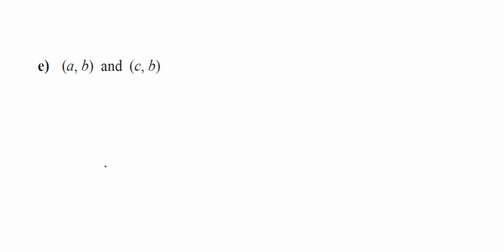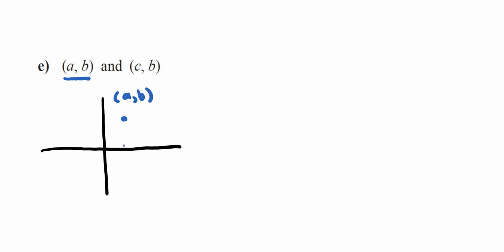And now let's move on to letter E. Now for letter E, we're not really given numerical values, so we can just kind of approximate a comma b. Maybe I'll put that over here, a comma b. So maybe I'll call this A and I'll call this B. And then I have the point C comma B. Maybe C is further down the horizontal line, but it has the same height as the first point. And as you can see, A comma B and C comma B, they have the same height.